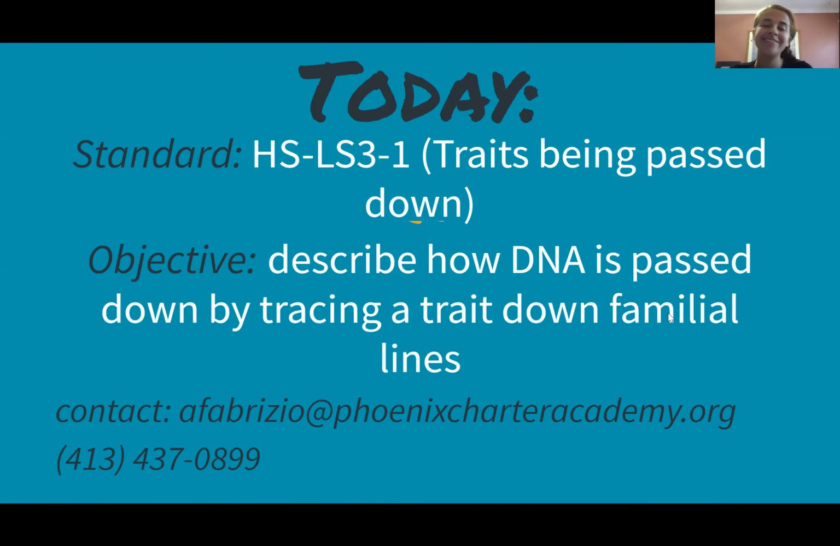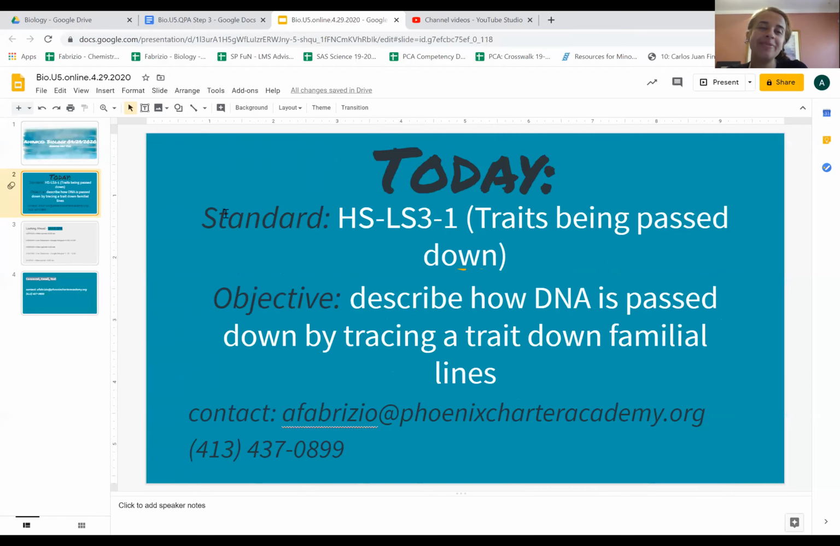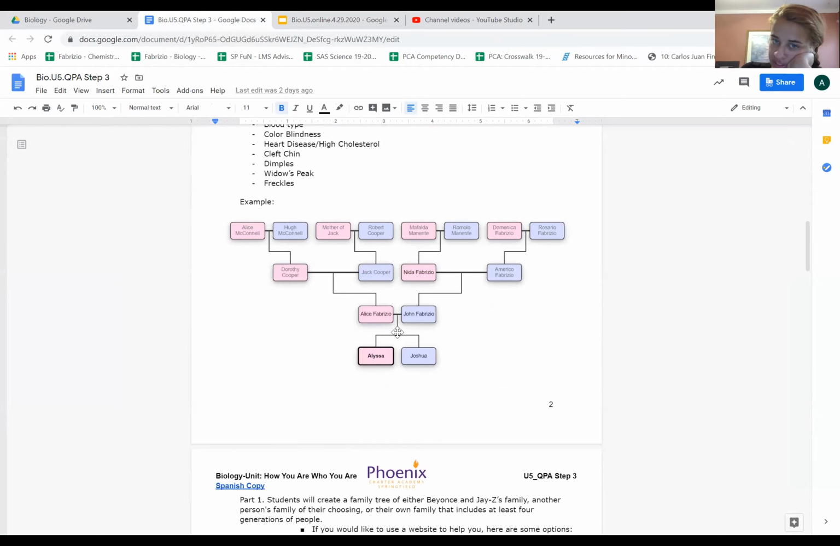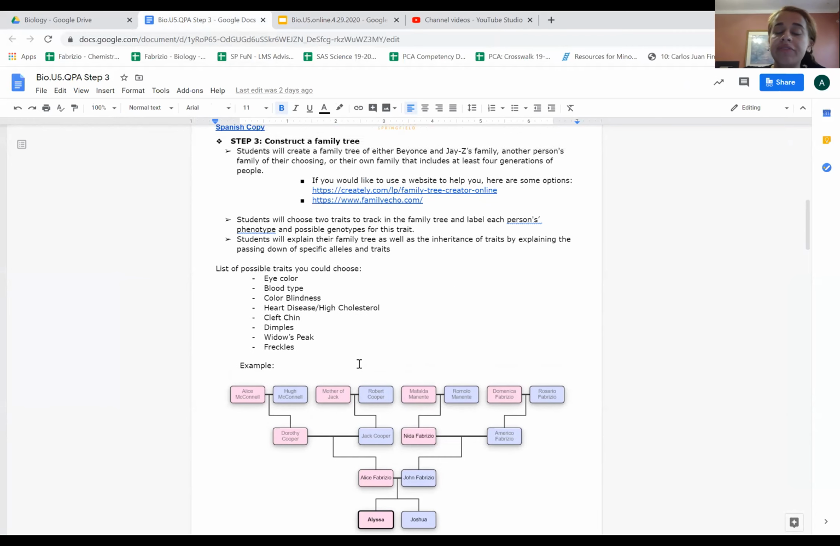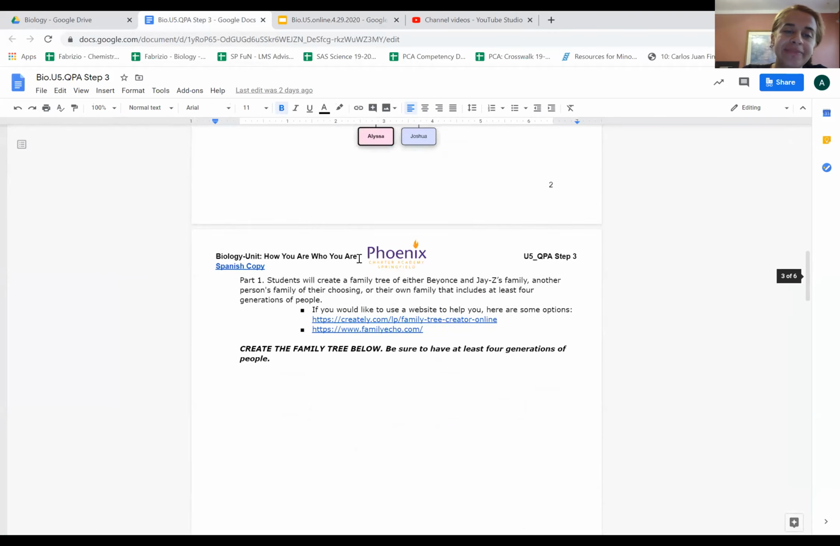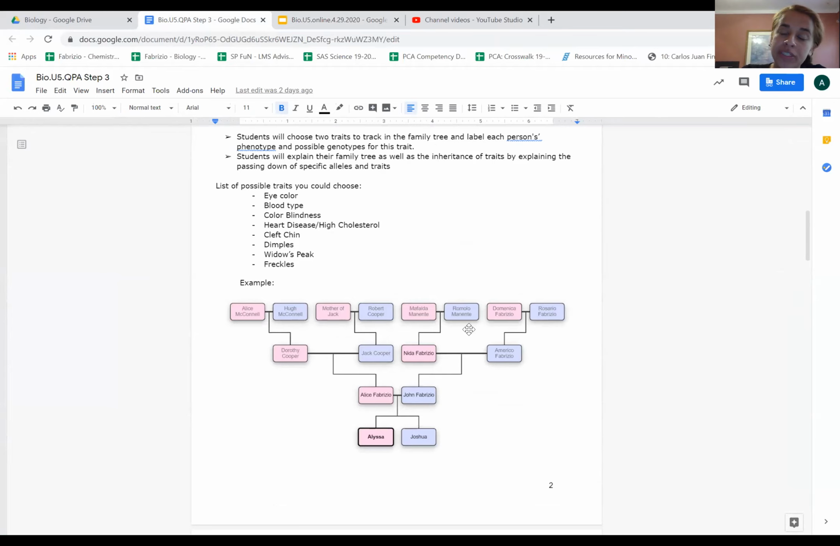Okay, welcome back. So you should have grabbed your QPA or have it pulled up on your laptop. Make sure you have a pencil, writing utensil. So I'm gonna go to my QPA over here. Last time we should have created something that looks similar to this, some sort of familial tree. It can be your own family tree or a family tree of someone else of your choosing, or Beyonce, Jay-Z, if you'd like.